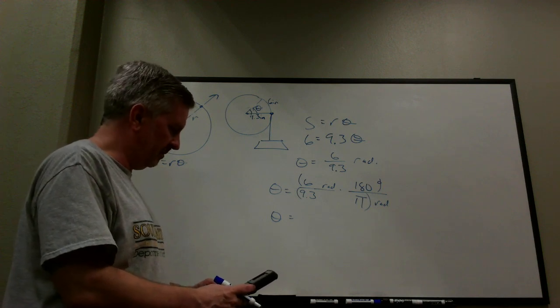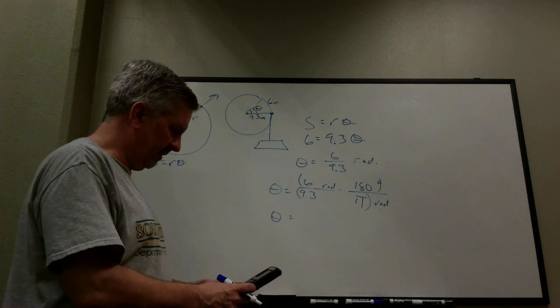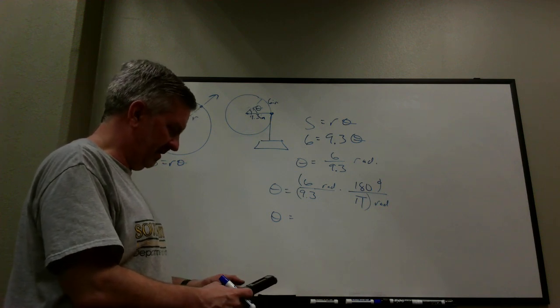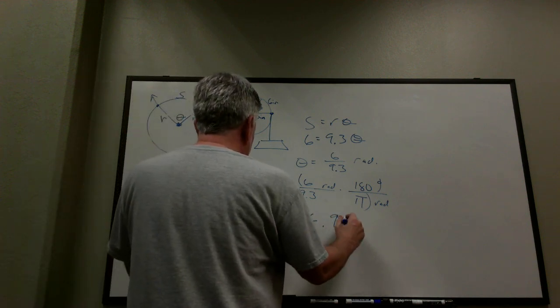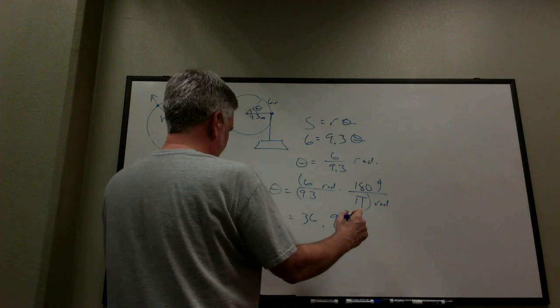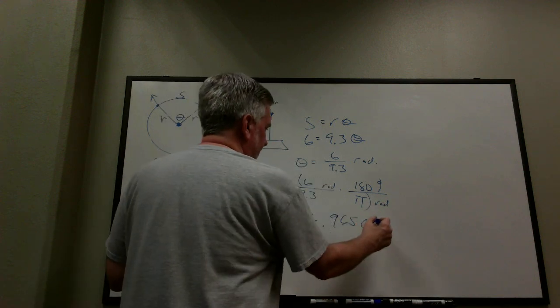Oops, I did it wrong. Look at that: 6 times 180 divided by 9.3 divided by pi. So this is about 36.96502, if I go all the way up it. Now that's degrees.